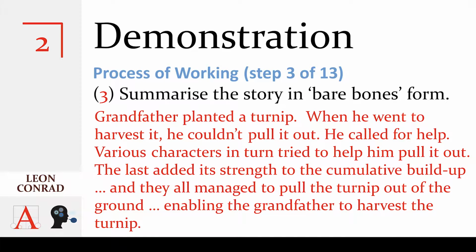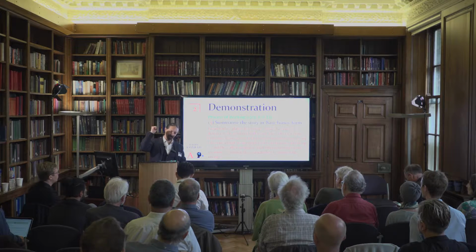The summary of the story is this. Grandfather planted a turnip. When he went to harvest it, he couldn't pull it out. He called for help. Various characters in turn tried to help him pull it out. The last added its strength to the cumulative build-up, and they all managed to pull the turnip out of the ground, enabling the grandfather to harvest the turnip. Yay! Problem solved.